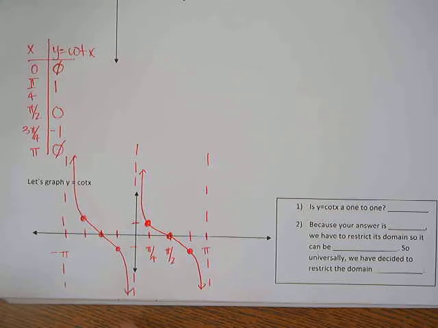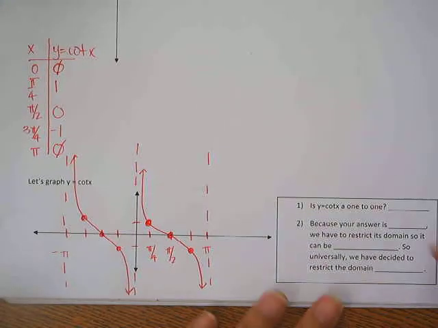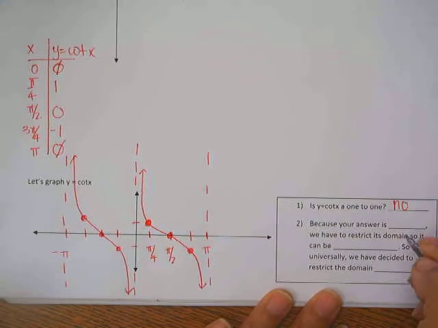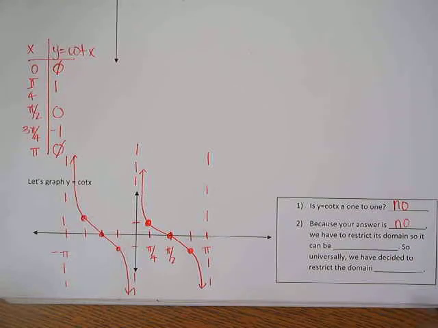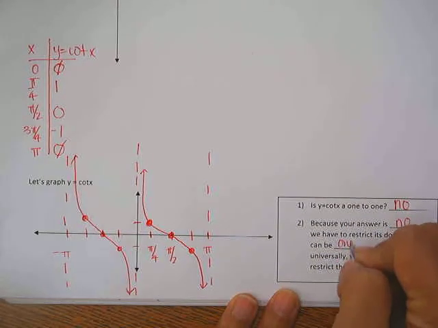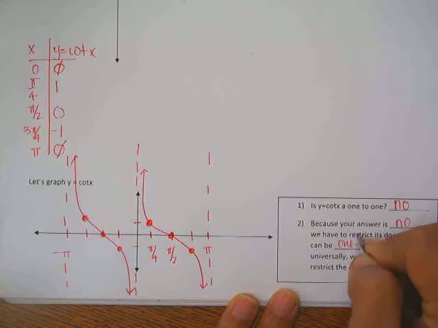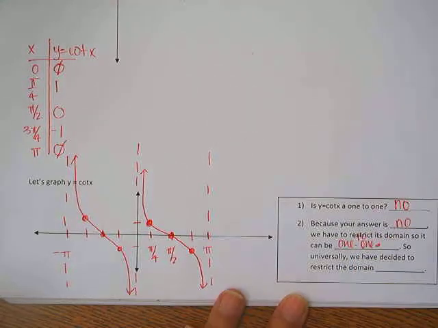This is particularly cotangent. So y equals cotangent of x is definitely not a 1-to-1 because it does not pass your horizontal line test. Because your answer is no, we have to restrict its domain so it can be a 1-to-1 function. Okay?